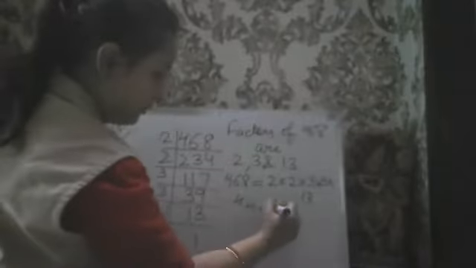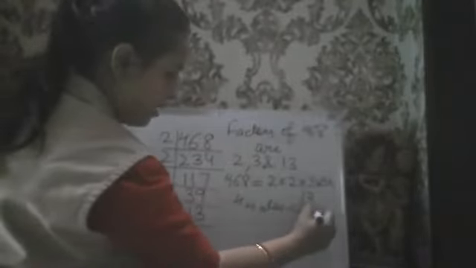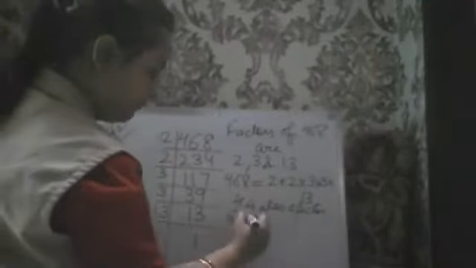Now, beta, can I say 4 is also a factor of this 468? Is it a factor? Yes, 2 2s are 4. It is. 4 is also a factor, right? What about 2 3s are 6? Is it a factor? Yes, 6 is also a factor.